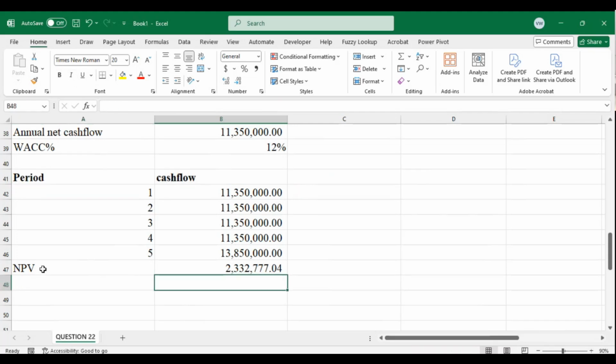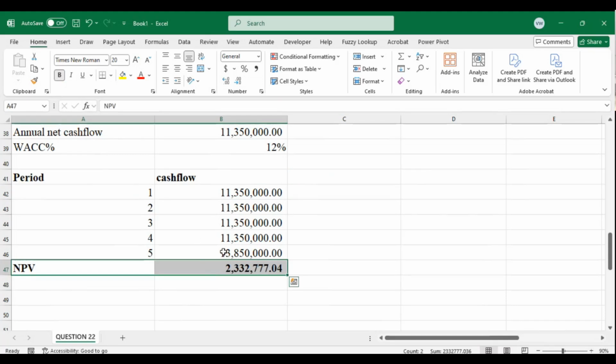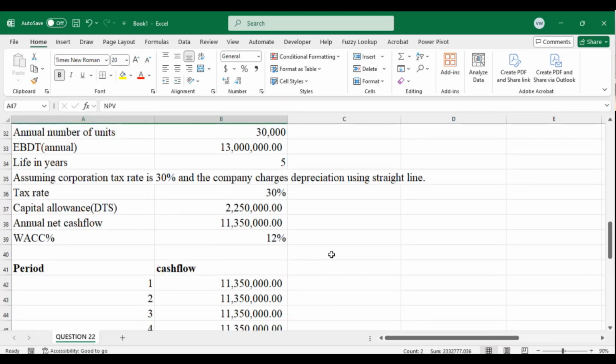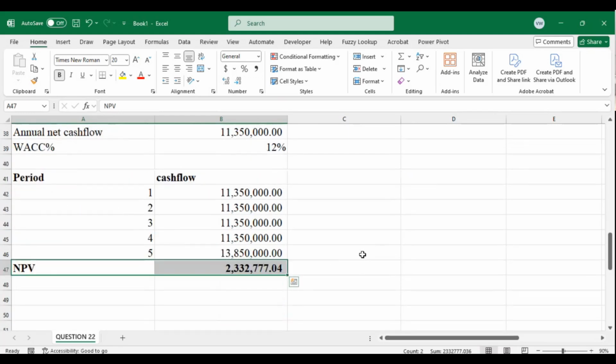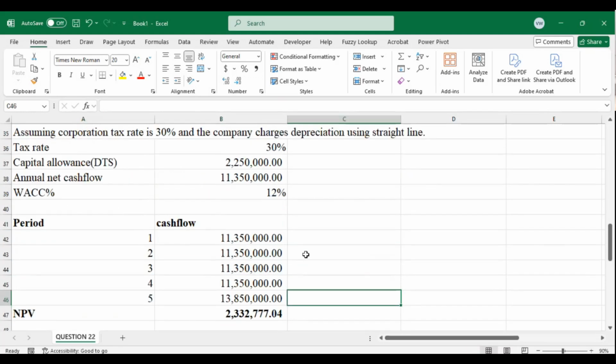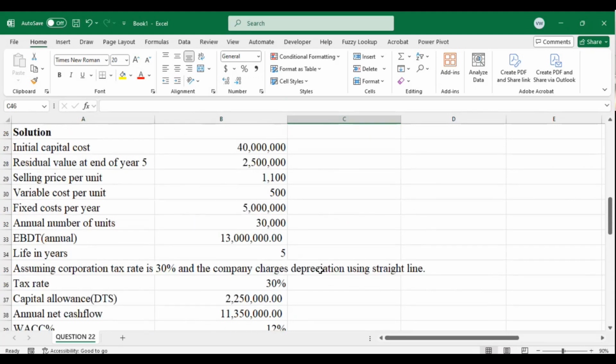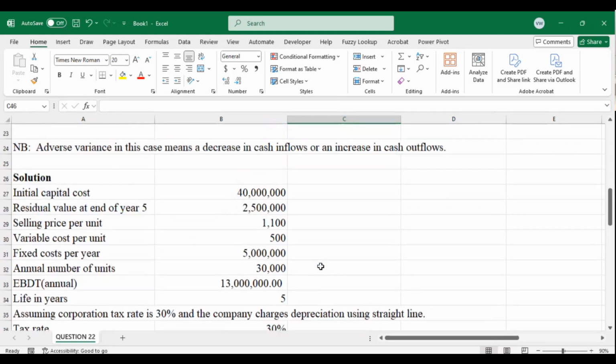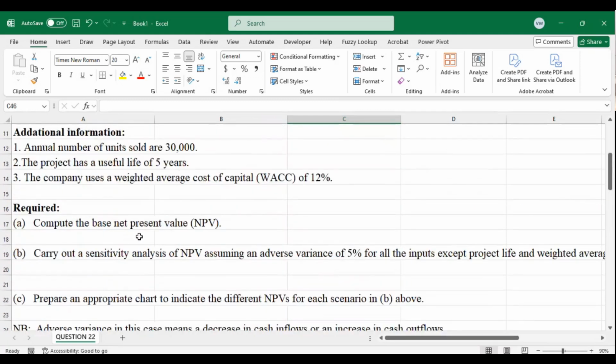And the beauty of all this process is that I've referenced my data so that anything that I'll be doing subsequently, I've already referenced my cells correctly. So it will be very easy going forward. So that is how we compute the best case NPV. That is the NPV without changing any variables.